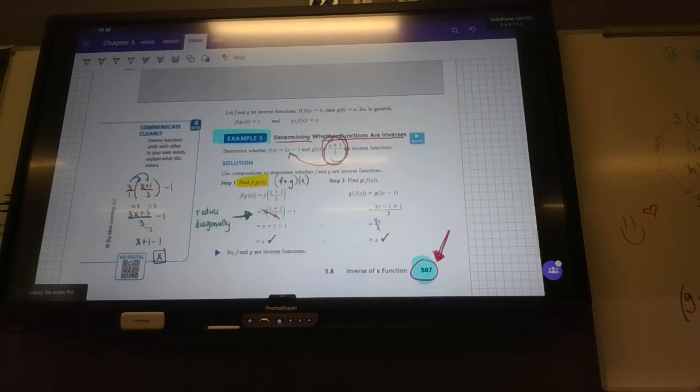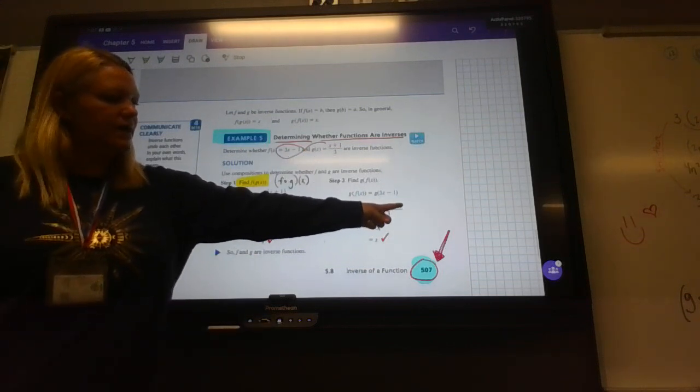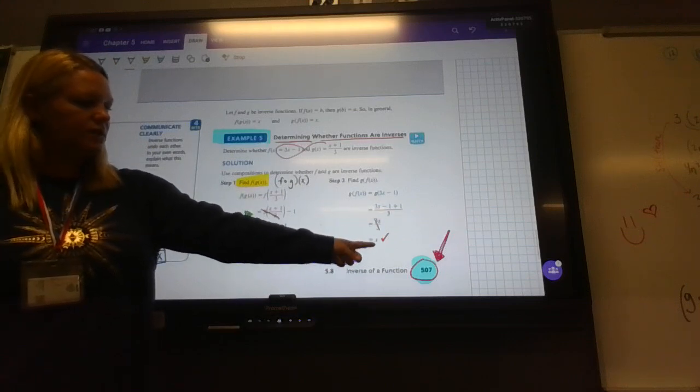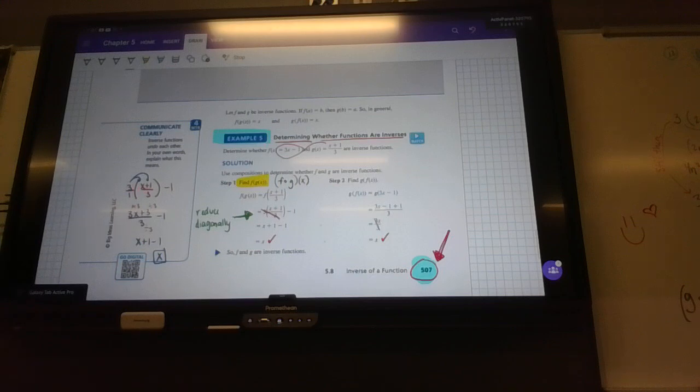We'll look the other way. The second way, you take this and you put it directly on top of the fraction bar. So that would look like 3x minus 1 plus 1 over 3. Minus 1 plus 1 cancels out. 3 over 3 cancels, and it's just x. So if you can check mark both of those, yes, you have inverse functions. I'm going to do 2 problems with you. They're going to be on the screen, and then you have an assignment of 4 problems.